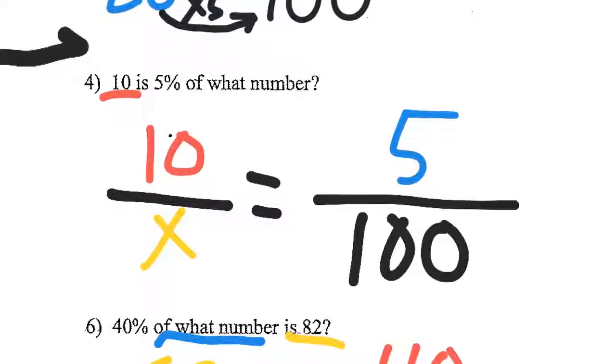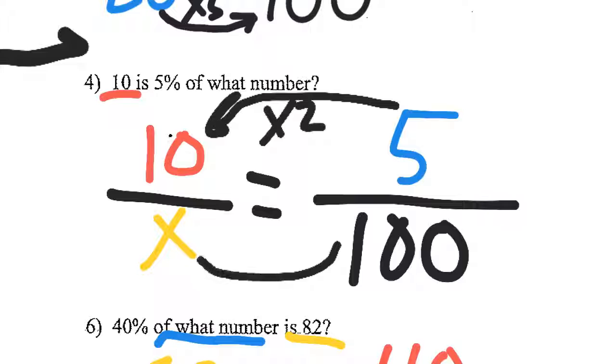Same pattern works on number 4. It's just going backwards. So what I could do is go from 5 to 10. I would be doing that times 2. So to get from 100 to X, I would still do times 2.